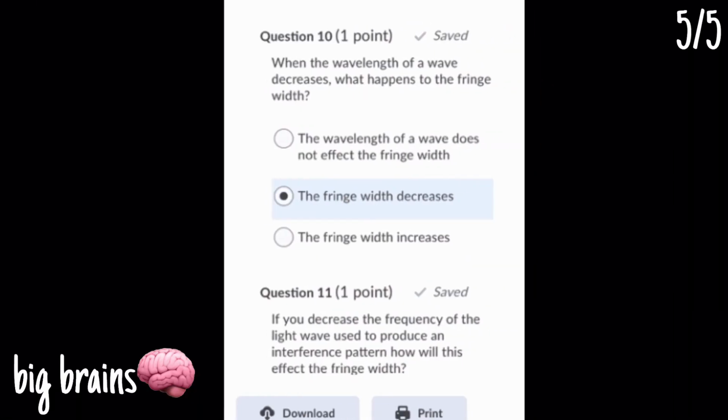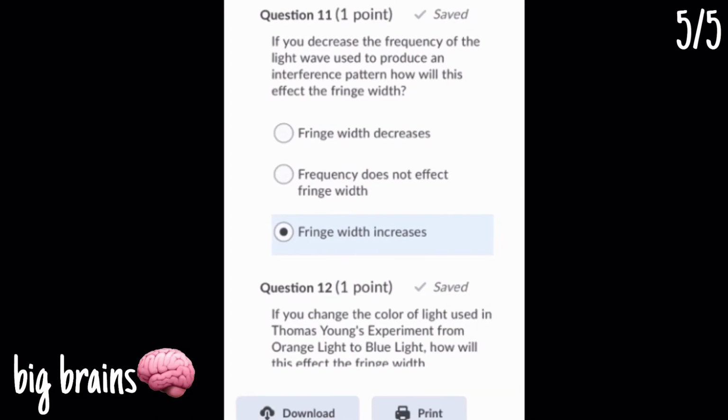Number 10, when the wavelength of a wave decreases, what happens to the fringe? Just something important to know: your fringe width is going to decrease if the wavelength of your wave decreases. Do I know why that is? No, let's move on. If you decrease the frequency of the light wave used to produce an interference pattern, how would this affect the fringe width? It would increase. Oh my gosh, why am I saying fringe? So the fringe width increases if you decrease the frequency of the light wave. Okay, cool.